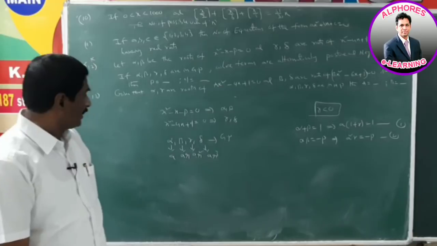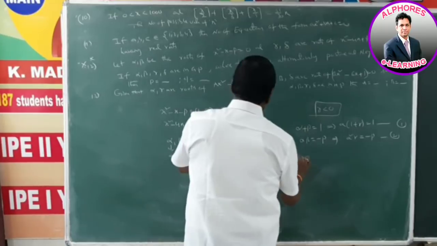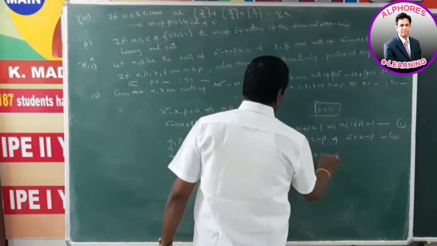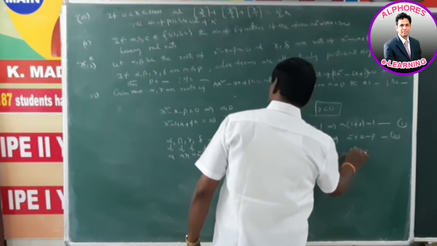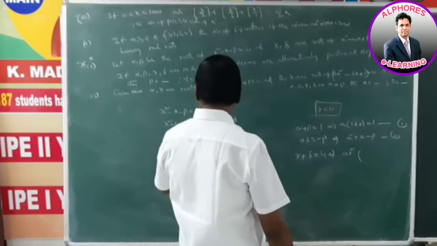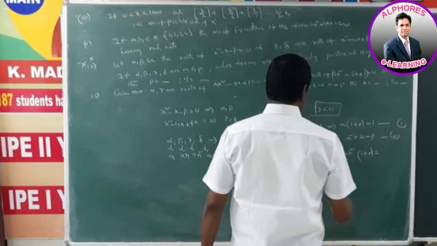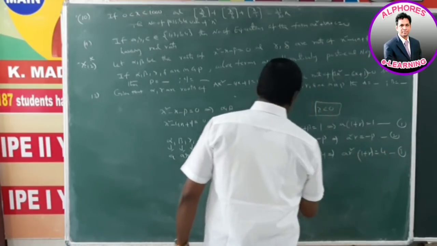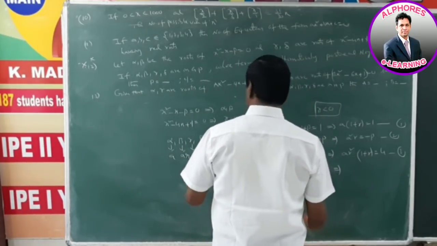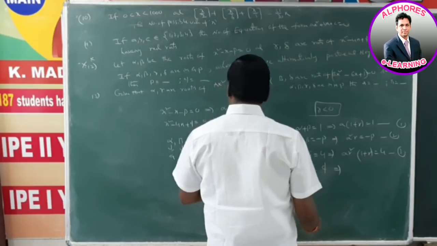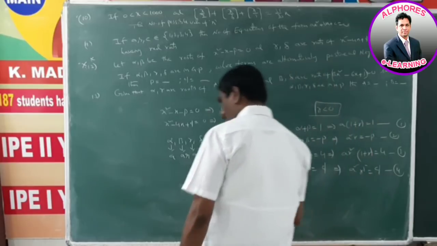From the second equation, the roots are gamma and delta. Sum of the roots, gamma plus delta, is equal to 4. That means AR square plus AR cube. The common term is AR square, so AR square into 1 plus R is equal to 4. This is equation number 3. Similarly, gamma delta, the product of the roots, is equal to C by A, that means Q. That means AR square into AR cube, A square into R power 5, is equal to Q. It is equation number 4.